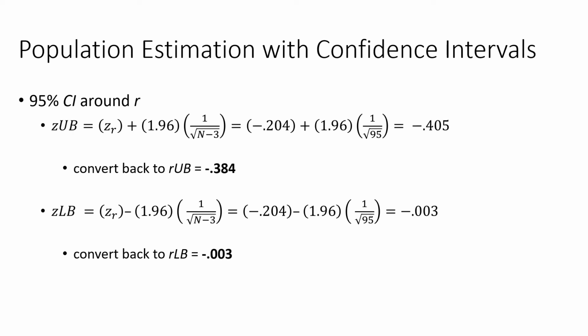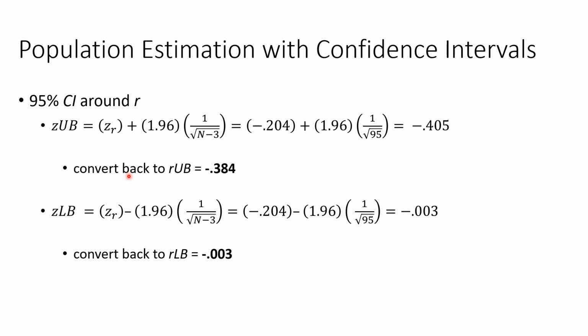What you have to do is take the R and convert it to a Z, then compute a confidence interval around Z, and then take that Z that you just computed and convert it back to an R. And so that's what we've done here. Again, I'm not going to go over the computation here. That's described in the chapter, and if you're interested, I'd be happy to talk to you about that.